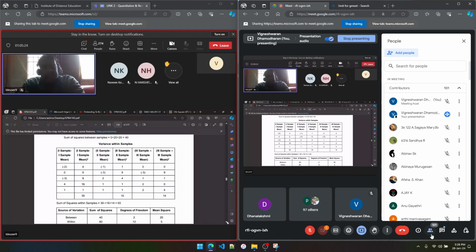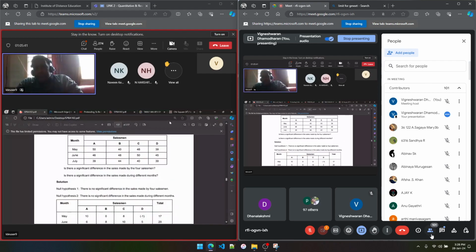Here the total is 30, there 16, and there 14. The sum of squares within the sample is 60.